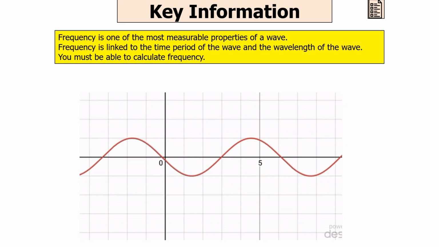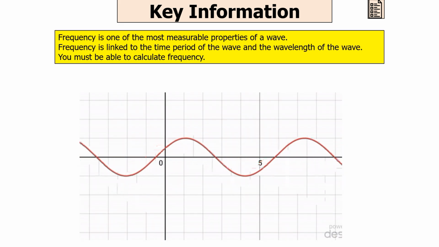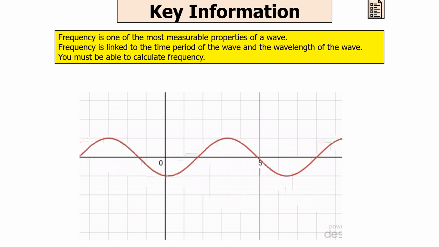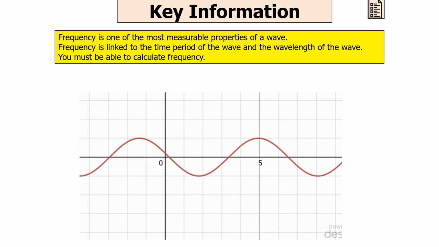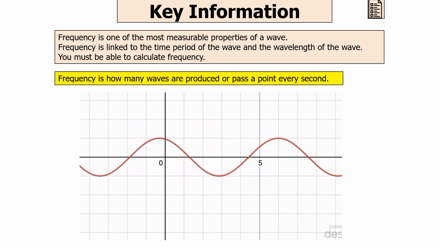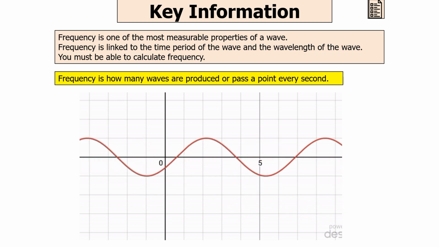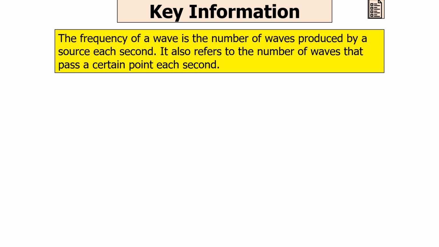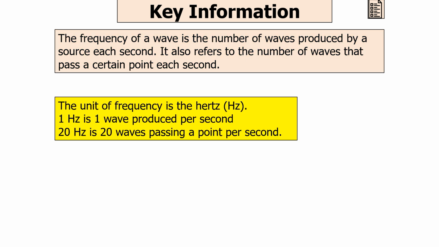Now the frequency is one of the most measurable properties of a wave. Frequency is linked to the time period of the wave and the wavelength of the wave. You must be able to calculate frequency. Now remember, frequency is how many waves are produced or pass a point every second. So the frequency is the number of waves produced by a source each second, or the number of waves that pass a point each second. The unit of frequency is hertz, so 1 hertz is 1 wave produced per second. 20 Hz is 20 waves passing a point per second.